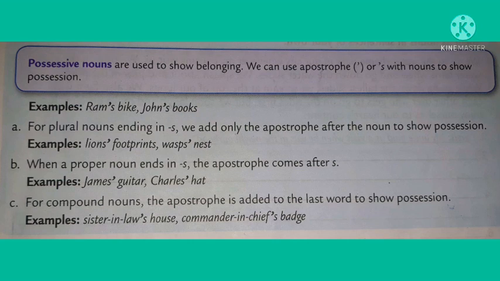When a proper noun ends in s, the apostrophe comes after s. We know that some of the proper nouns end with s. Example, James, Charles, John, etc. There we have to use the apostrophe after s. Example, James' guitar, Charles' hat. For compound nouns, the apostrophe is added to the last word to show possession.